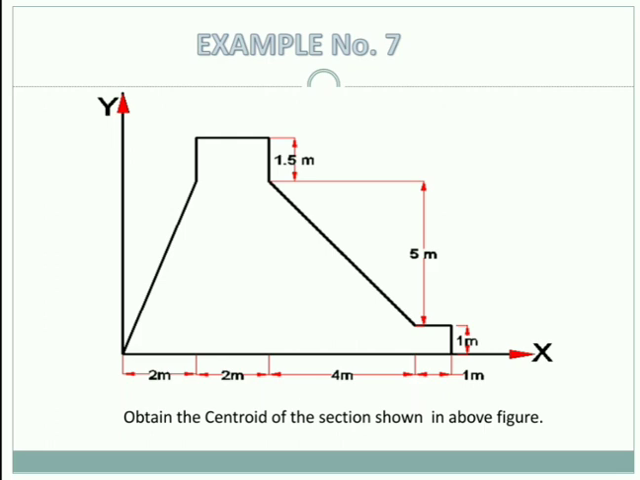Okay, so now let's start with this figure. Let me tell you, this question is from previous VTU question papers, and we have asked this question frequently in your internals also. For the first step, we will divide this given figure into figures of which we can easily find the area and locate the centroid, that is, divide the given figure into elementary areas.